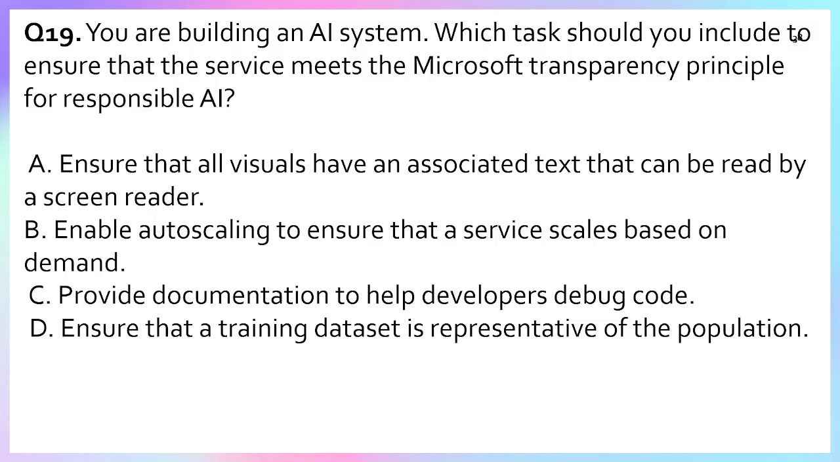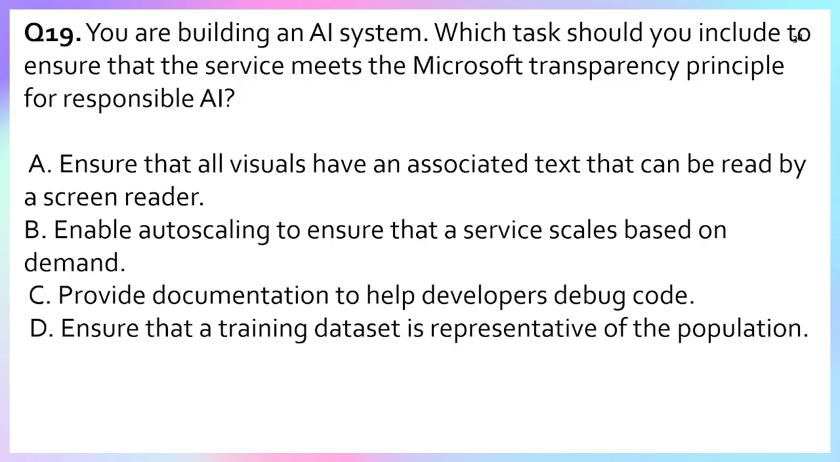If you want to know about the rest of the principles, you can go to my previous videos, where you will get all the AI principles with definitions and examples. You can learn what fairness is, what reliability and safety is, the principle of privacy and security, and inclusion and accountability. All these things I have explained with examples. But right now in this question, we are talking about transparency. Transparency means the user and developer understand how the AI system works.